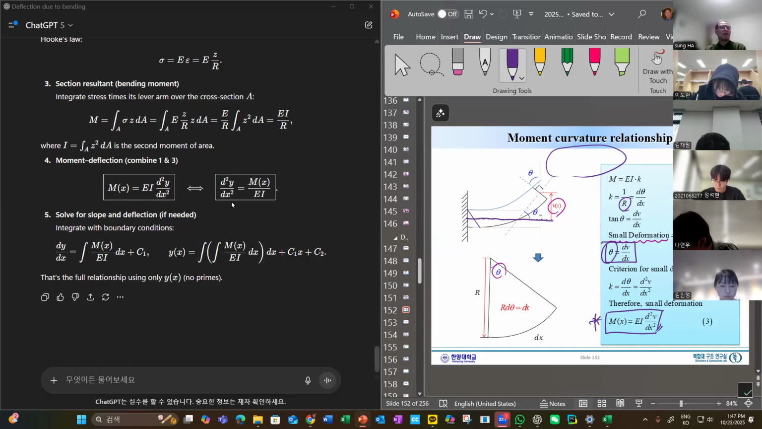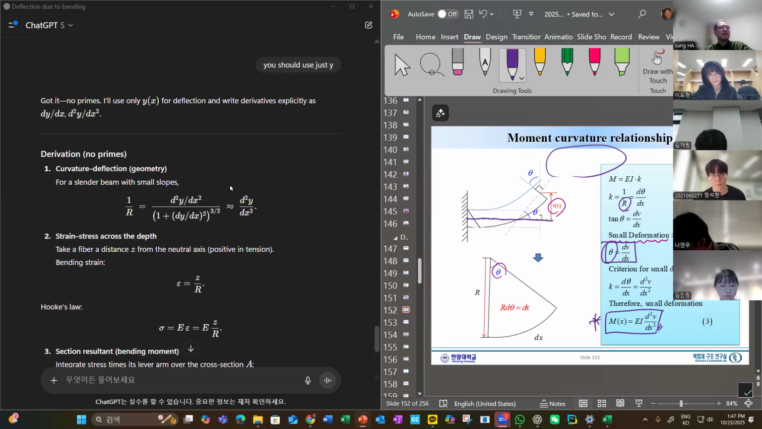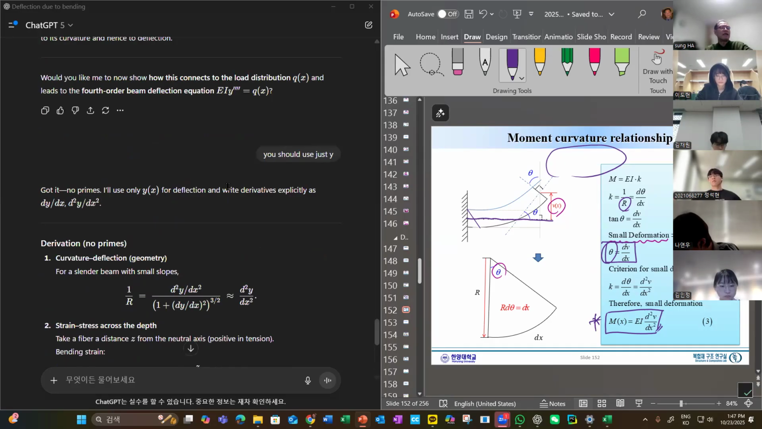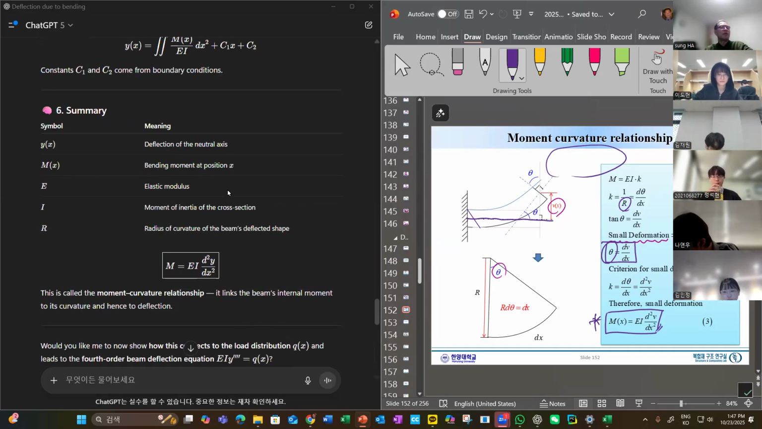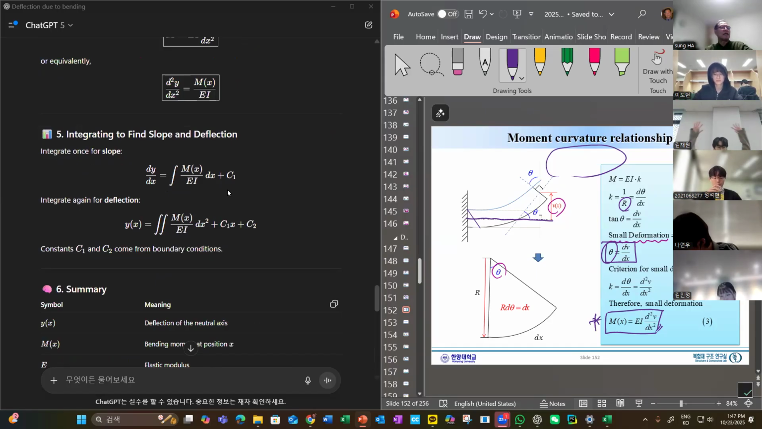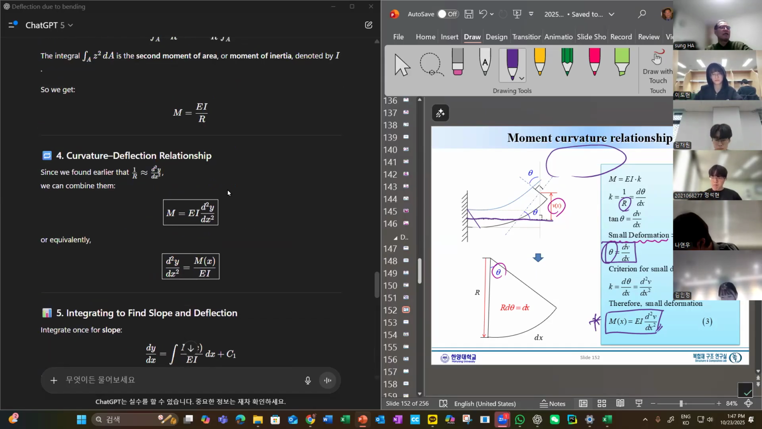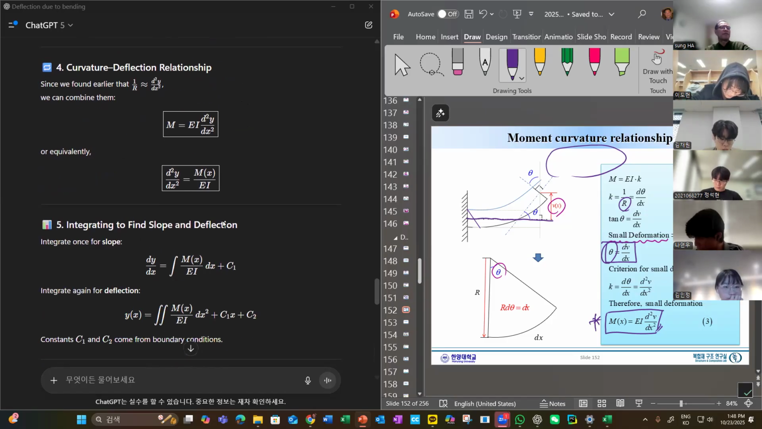So the second derivative is given as a moment divided by EI. Okay. So we will do a next step, but as you can see, what is the fundamental equation? The fundamental equation is the one we studied last chapter, EI, this one, and then today we learned 1 over R is given as the second derivative. 1 over R is the curvature, okay? So this one and that.